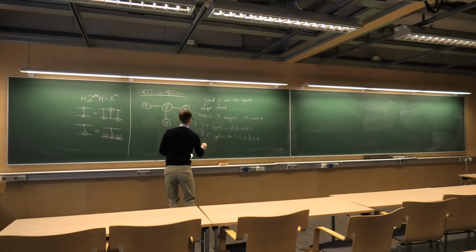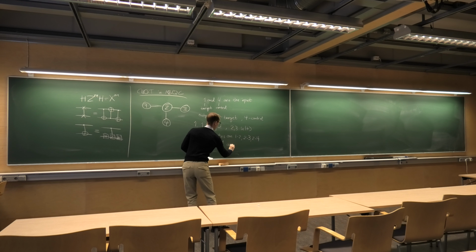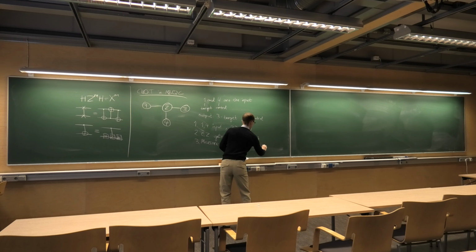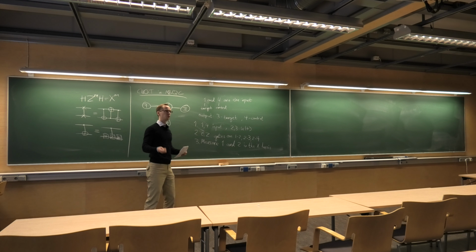And then number 3 is to measure qubits 1 and 2 in the X basis. So in the quantum computer we have access to measurements in the Z basis, so we need to do a rotation, a Hadamard, to make this effectively a measurement in the X basis.